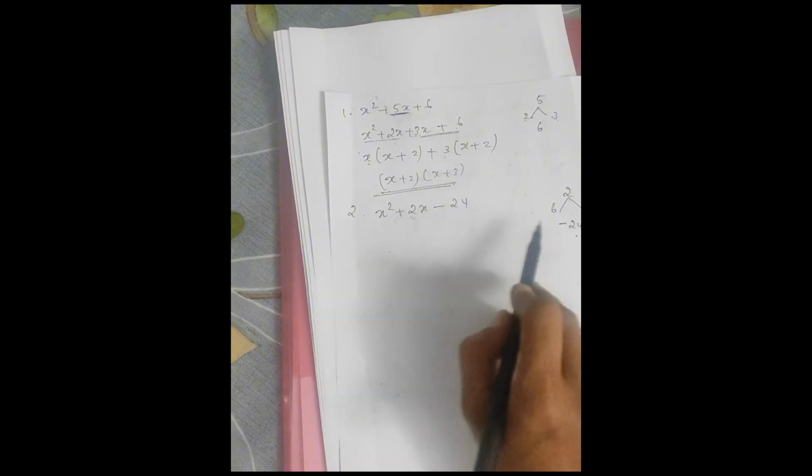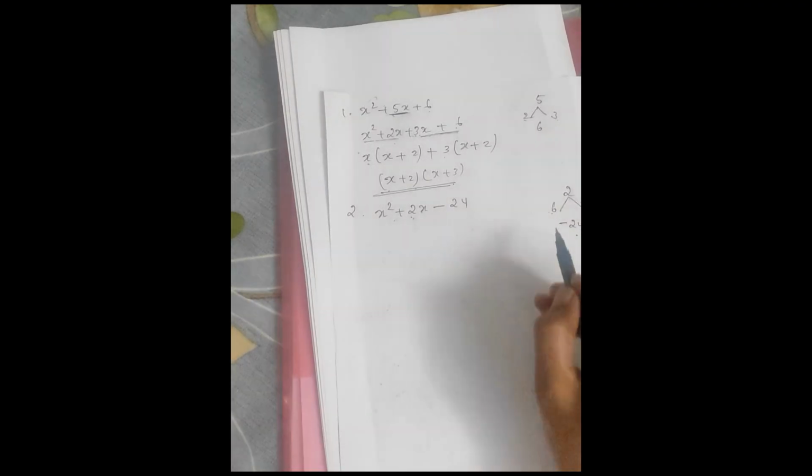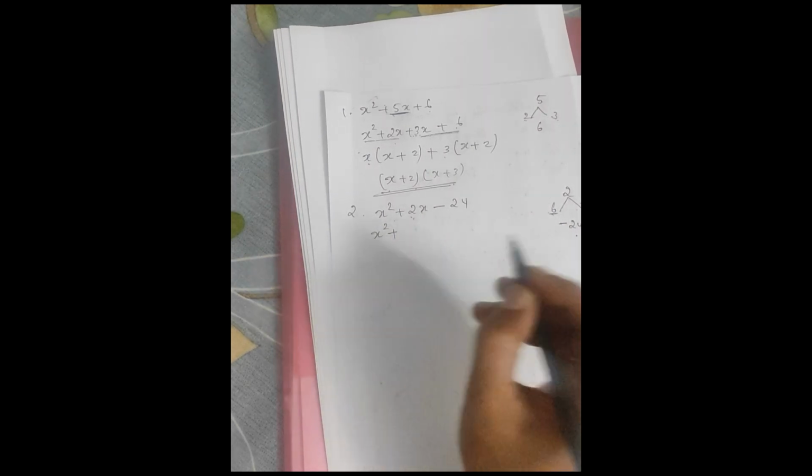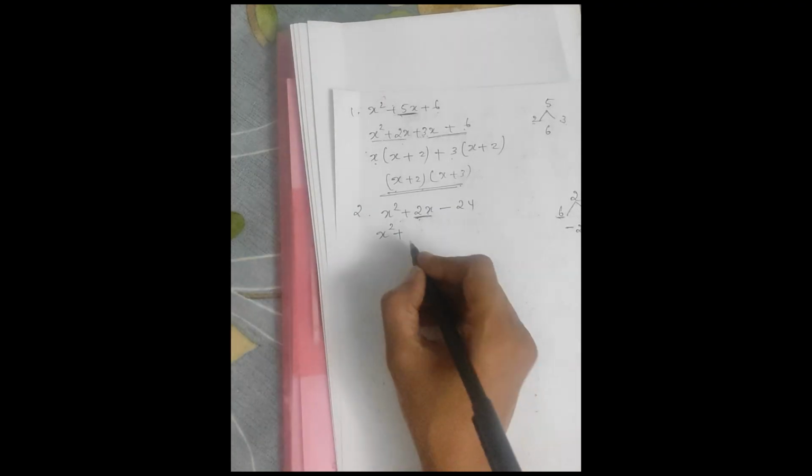But we need minus 24. So here the bigger number must be positive, and the smaller number must be minus. So 6 into minus 4 is minus 24, and 6 minus 4 is 2. So your factors are 6 and minus 4. That must be inside, I mean, splitting the middle term.